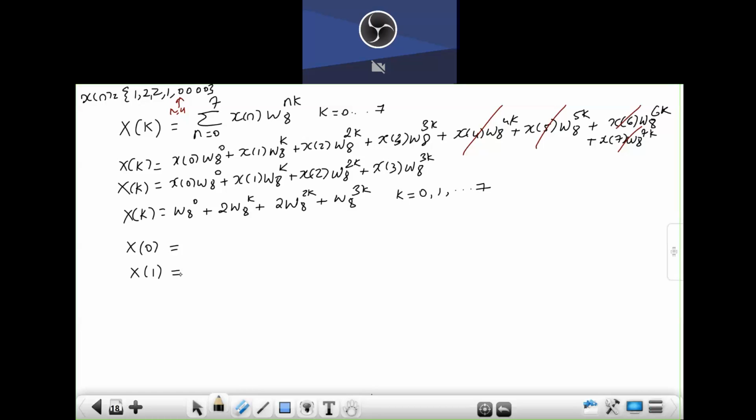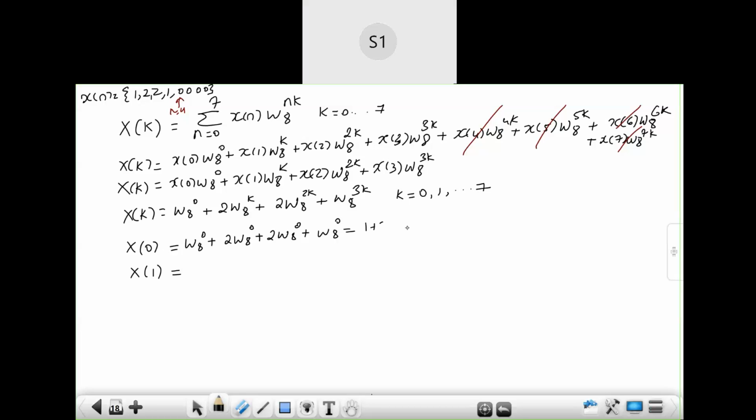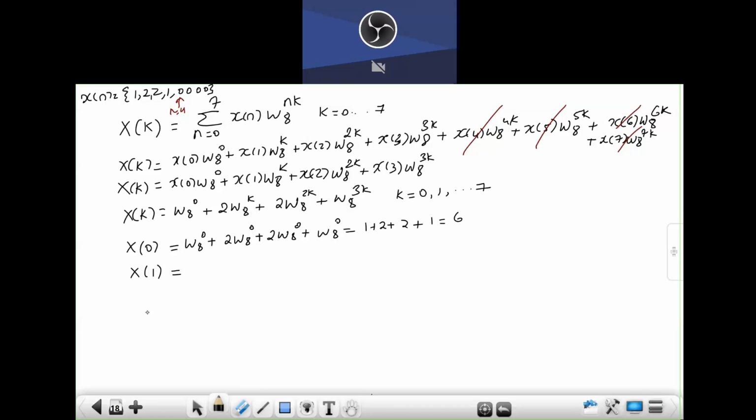Okay, the first one, what happens? Anything to the power 0 is 1. So this is nothing but W8 power 0 plus 2 W8 power 0 plus 2 W8 power 0 plus W8 power 0. This is nothing but 1 plus 2 plus 2 plus 1, that is 6. X of 1 is how much? Similarly, you do for each and tell me.